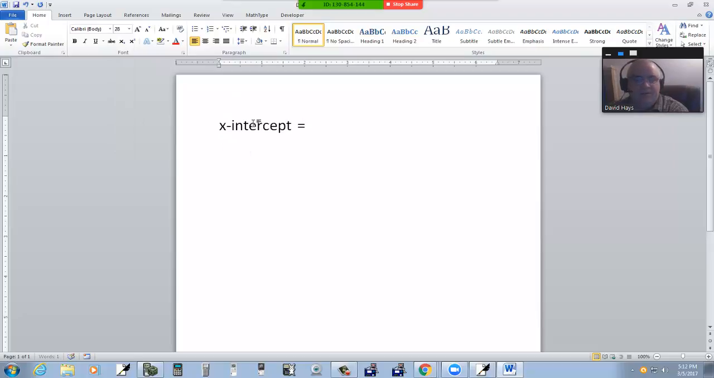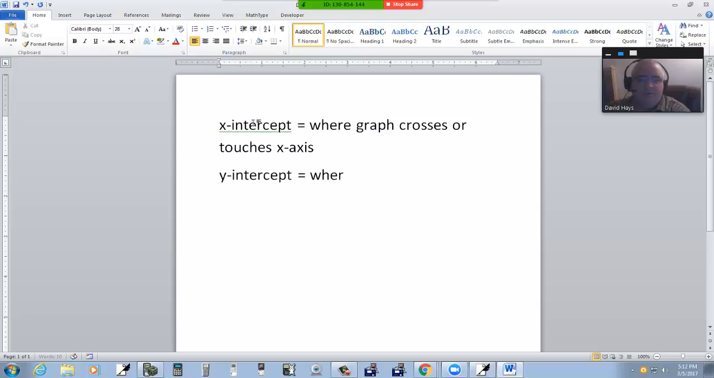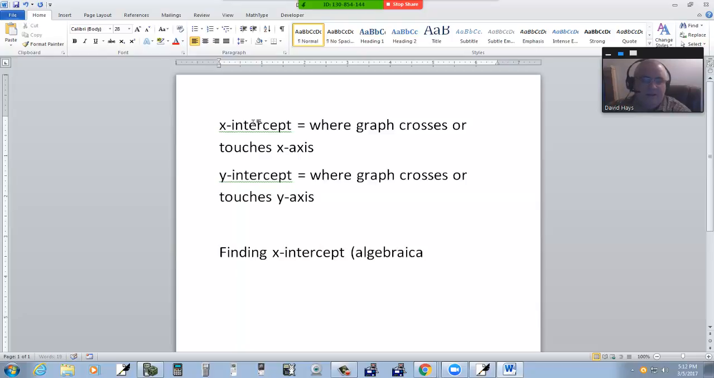Now, x-intercept, this is where the graph crosses or touches the x-axis. The y-intercept is where the graph crosses or touches the y-axis. Now, to find the x-intercept algebraically, step 1, you plug 0 in for y, and step 2 is you solve.